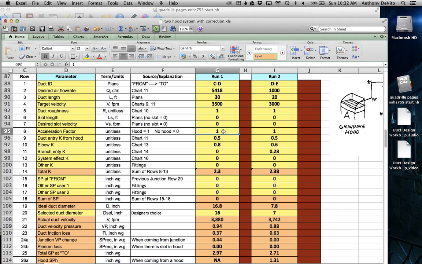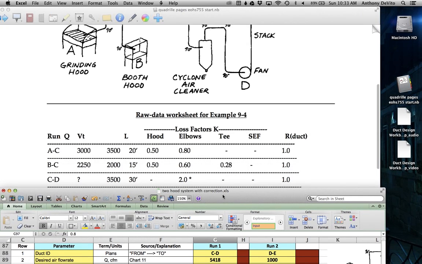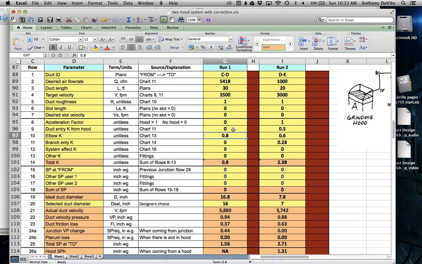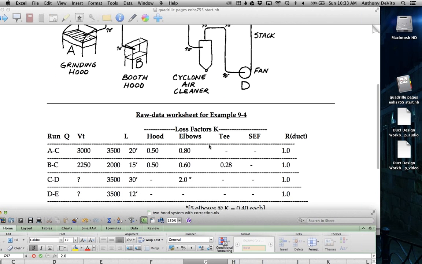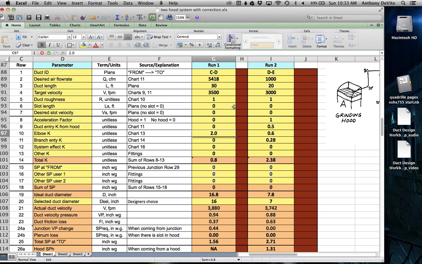The acceleration factor: there's no hood here, it's coming from a junction, so I'm going to change that to a 0. Elbows: we have more than enough elbows there. Our elbow K factors are 2.0. What about branch entries? No. System effects? No. Other K: didn't we have a filter in this part of the system? I think they gave us a K value for the filter, which was 2. So I'm going to put that in where you would expect it, under other. That other is actually a filter, so it adds up to 4.